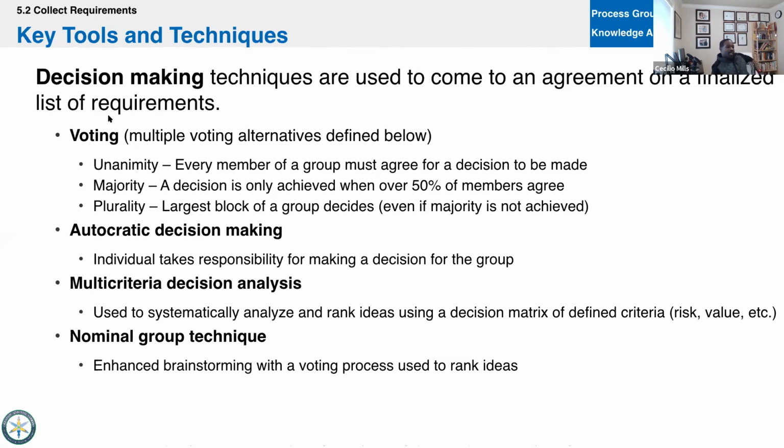We have the decision-making techniques. So I had you write down the word nominal here, all right? And then voting, different types, right? The majority, everybody, or just the largest block.